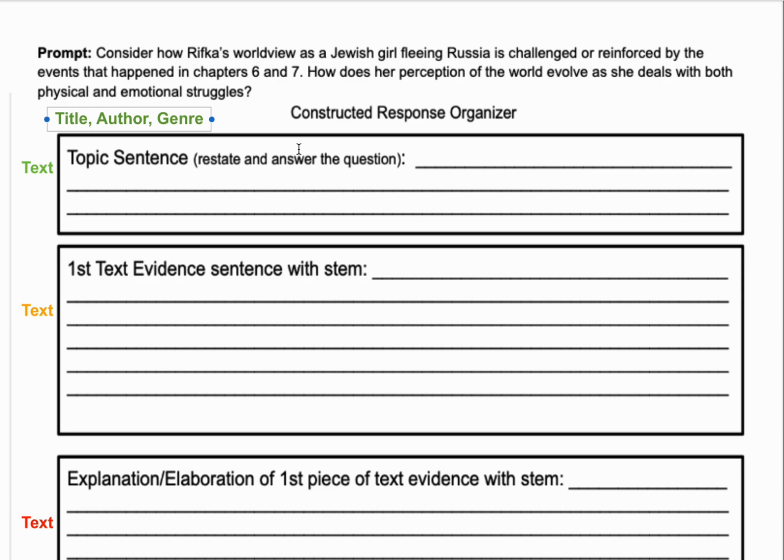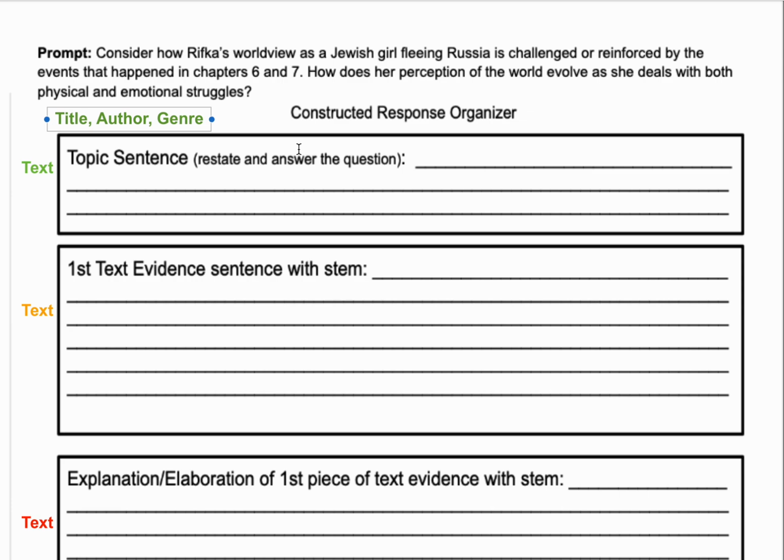Consider how Rifka's worldview as a Jewish girl fleeing Russia is challenged or reinforced by the events that happened in chapters 6 and 7. How does her perception of the world evolve as she deals with both physical and emotional struggles? Now, you might already be like, what? But let's go ahead and break it down.